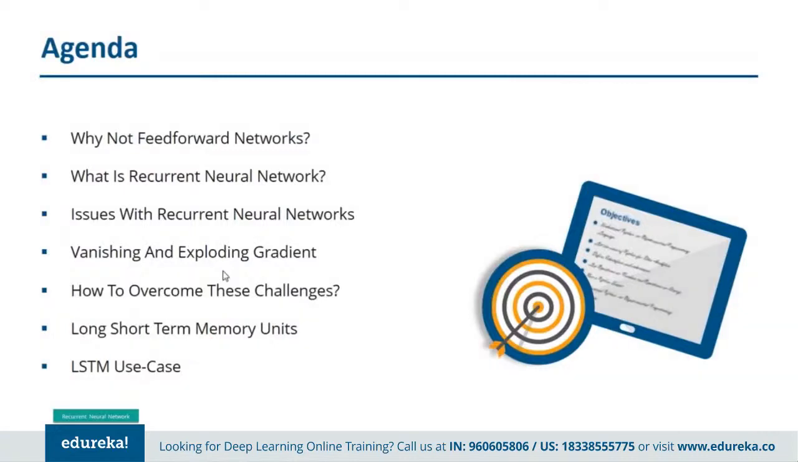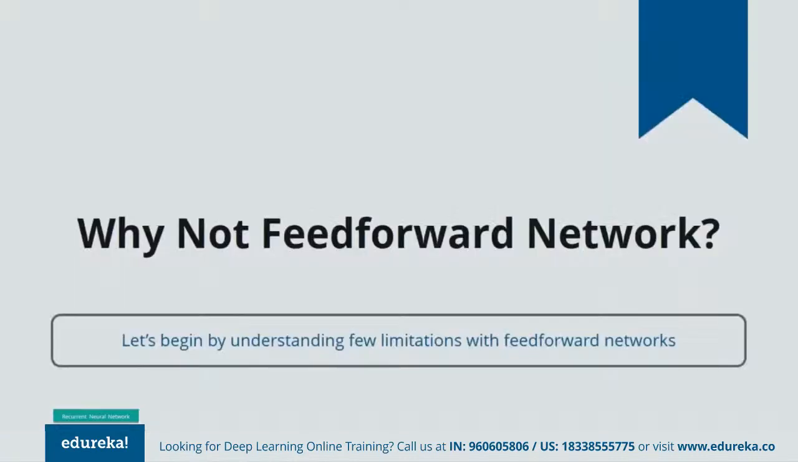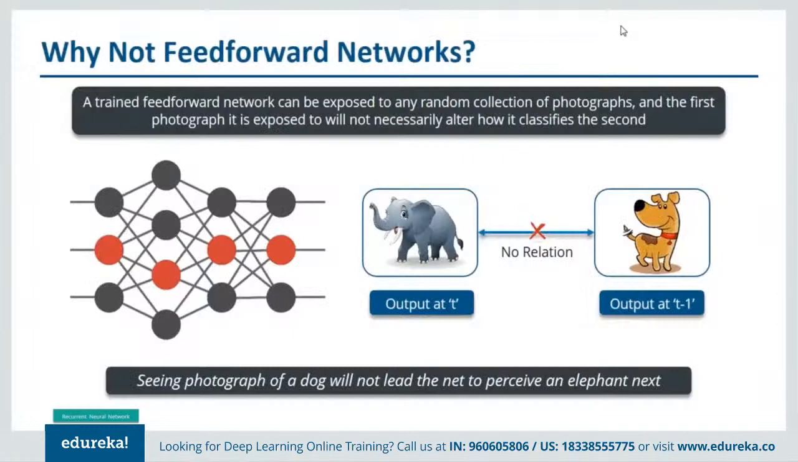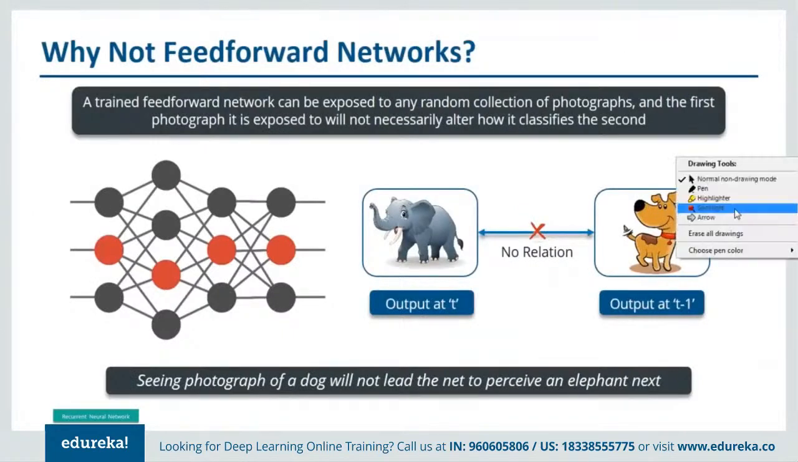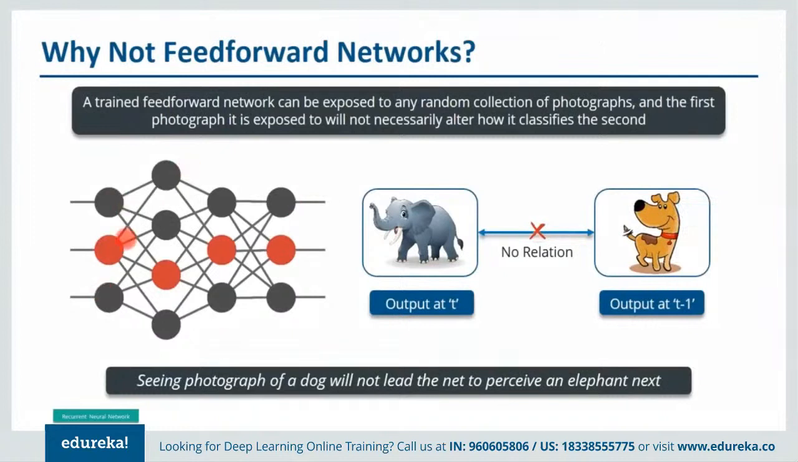So guys, let's begin. We'll understand why we can't use feed-forward networks. Now let us take an example of a feed-forward network that is used for image classification. We have trained this particular network for classifying various images of animals. Now if you feed in an image of a dog, it will identify that image and provide a relevant label to that particular image. Similarly, if we feed in an image of an elephant, it will provide a relevant label to that image as well. Now if you notice, the new output that we have got, that is classifying an elephant, has no relation with the previous output, that is of a dog.